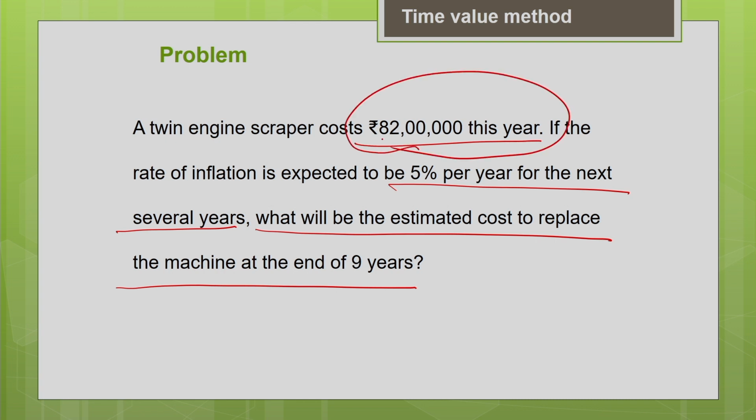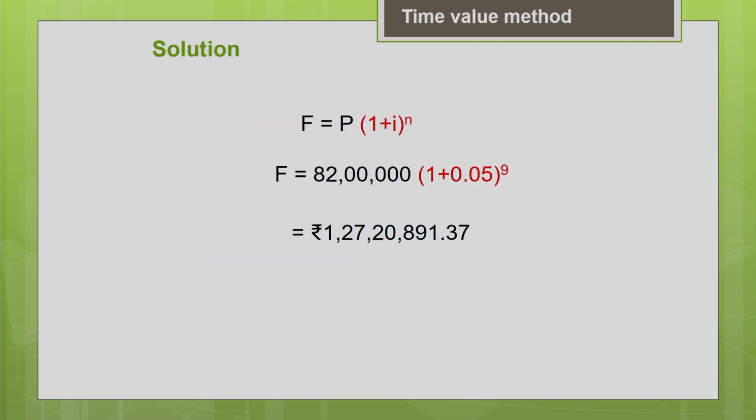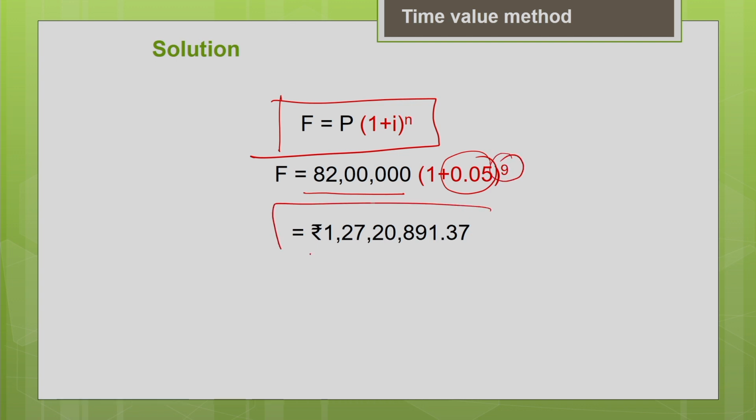I need to know the future value of the equipment at the end of 9 years. So I can use the same single payment compound amount factor, F equal to P into (1 plus i) per n. I need to know the future value of the scraper. I know the present value of the scraper. I know the rate of inflation. Instead of interest rate, I am taking the rate of inflation here. The life of the machine is 9 years. So, it helps you to calculate the future value of the machine.